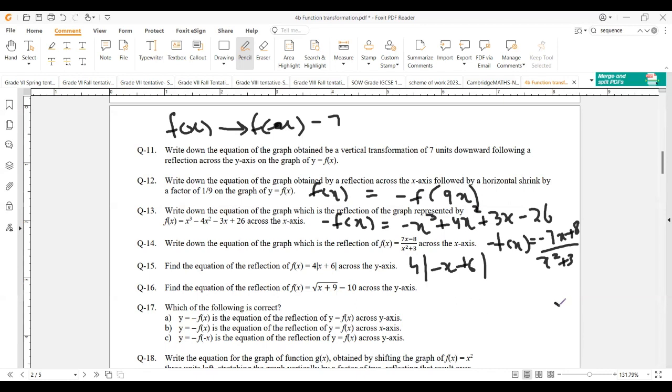Question 16. Find the equation of reflection of f(x) = √(x + 9) − 10 on the y-axis. So it's √(−x + 9) − 10. Yes.